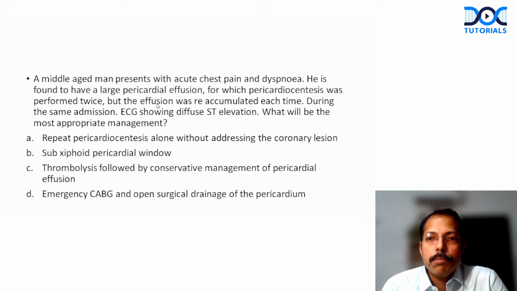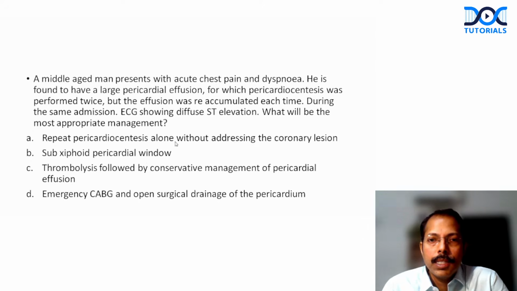So what you learn from the question is recurrent pericardial effusion in spite of pericardiocentesis. Then during the admission, the patient is having diffuse ST elevation. So what does it mean? It is a clear-cut case of pericarditis. Okay, pericarditis and recurrent pericardial effusion. So since it is recurrent, repeat pericardiocentesis alone won't be helpful. The other option you can appreciate is a pericardial window. Yes, there is a possibility.